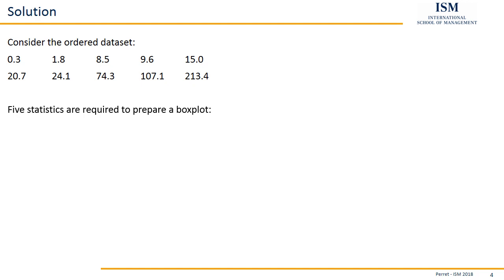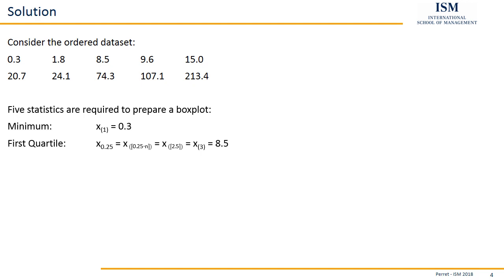What 5 statistics are those? Well, we have to start with the minimum. The advantage of having an ordered data set is that the first value actually is the minimum. So no extra work to be done here. So we can go to the second part.